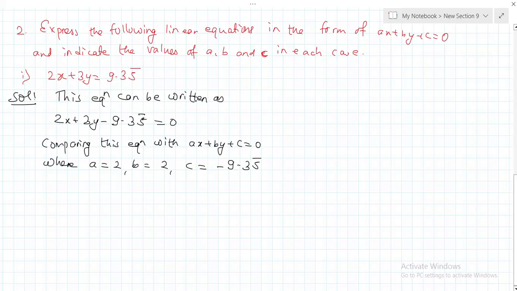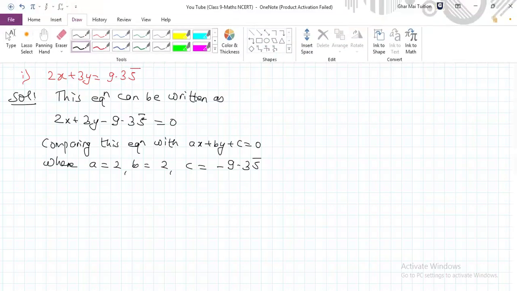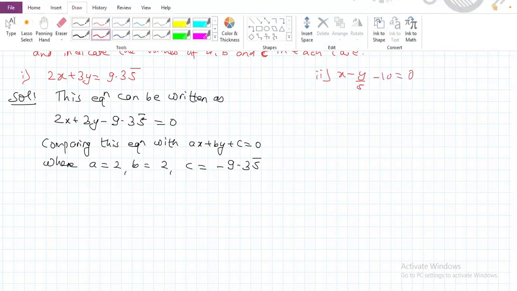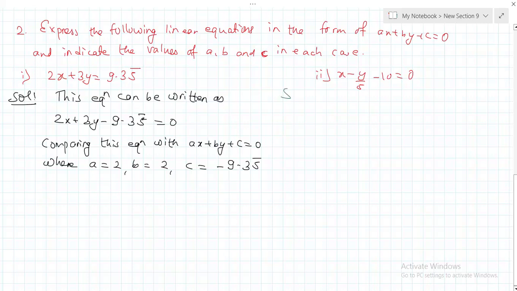Okay, similarly next question, number second, it is given as x minus y by 5 minus 10 equal to 0. Okay, so how to do this? This is also similar process. Okay, let us see. This equation can be written as x minus y by 5 minus 10 equal to 0. Okay, so this is the same form. Now let's compare this with ax plus by plus c equal to 0.